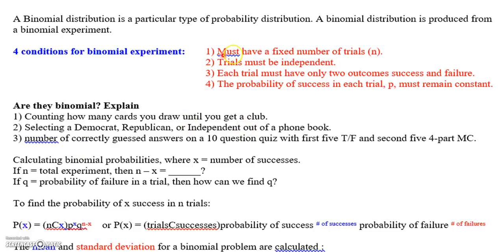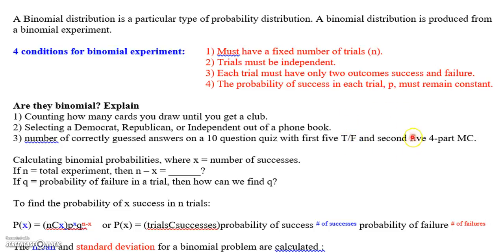So back to 3. It passed 1, it passed 2. Each trial must have only 2 outcomes, success or failure. You either get the question right or you get the question wrong. So far, it's a binomial experiment. But the probability of success in each trial, so trial 1, which would be question 1, would be true/false. That's 50%. Question 2 would be true/false, 50%. So the first 5 would be true/false, 50%.